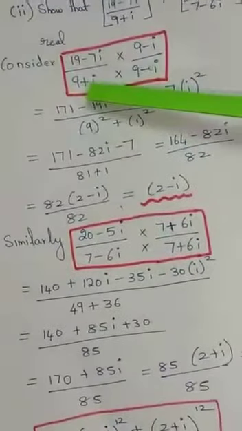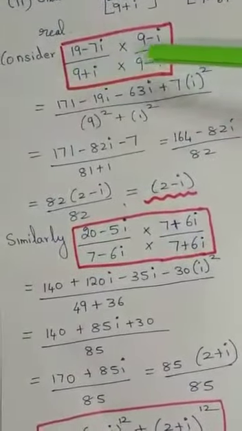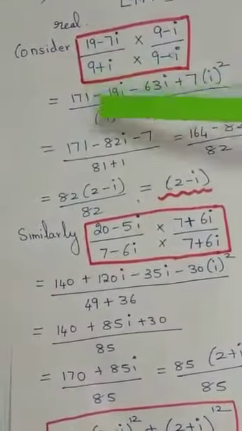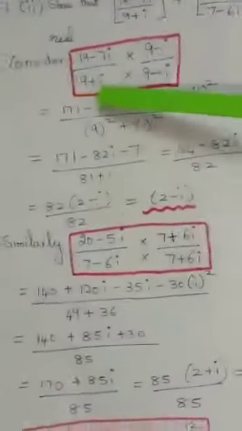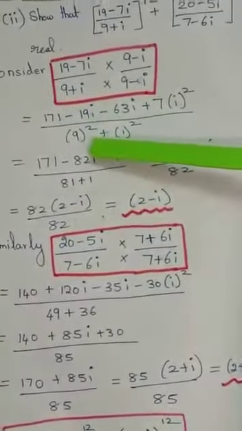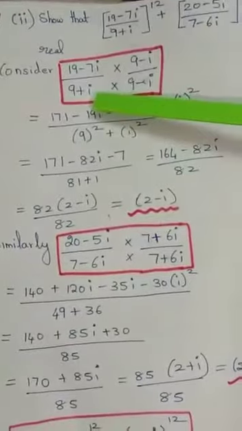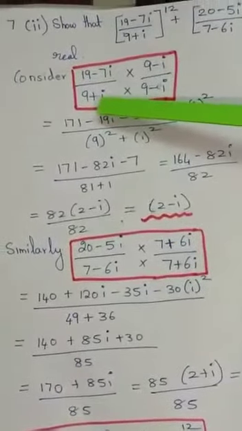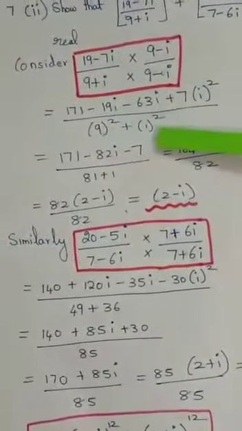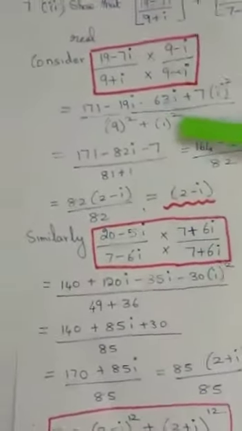Denominator, I told you always. Whenever a number is multiplied with its conjugate, what formula will we use? Real number square plus imaginary number square. What is the real number here? 9. What is the imaginary number? The number before i is called the imaginary number. Before i, which number is there? 1. So the imaginary number is 1 square.